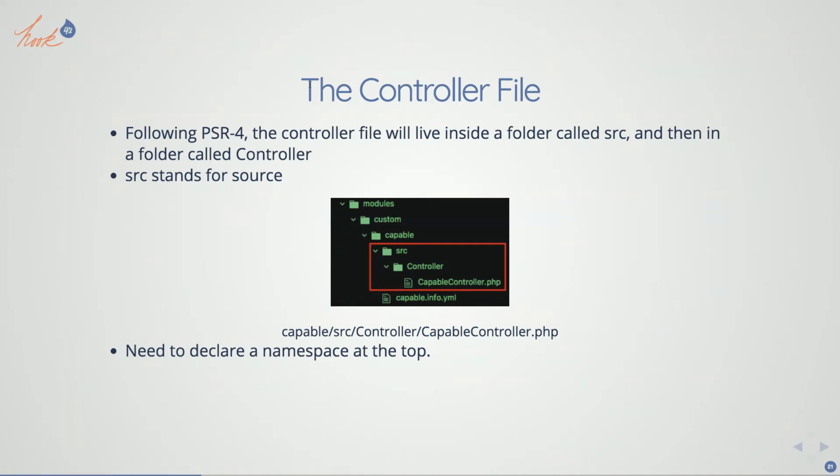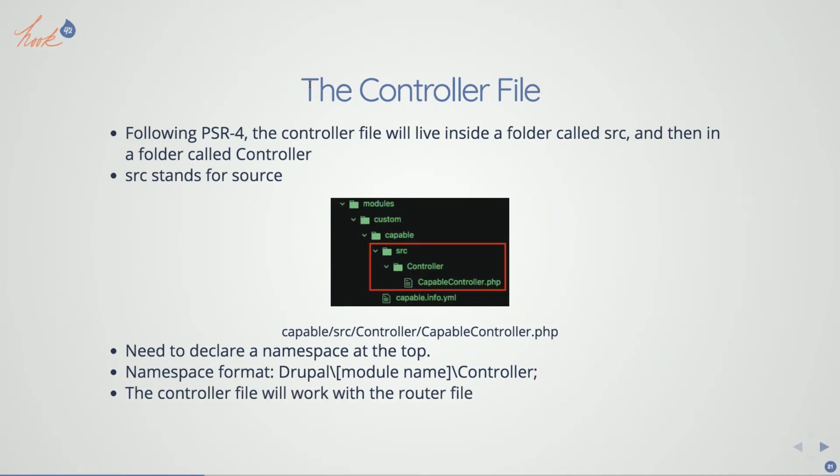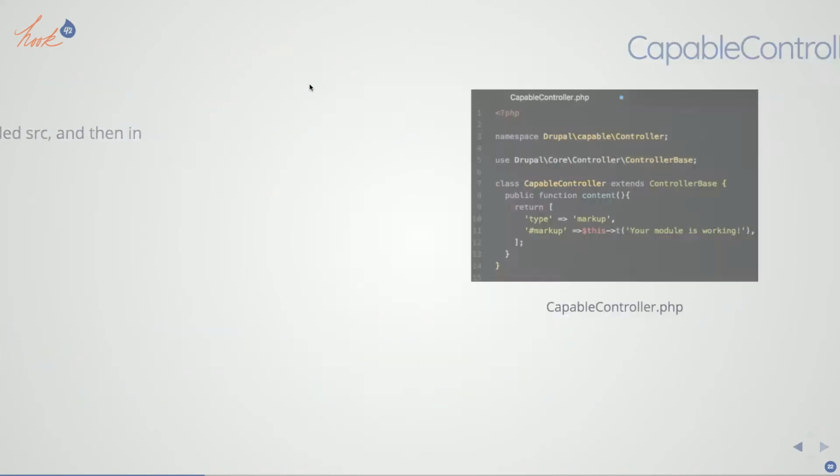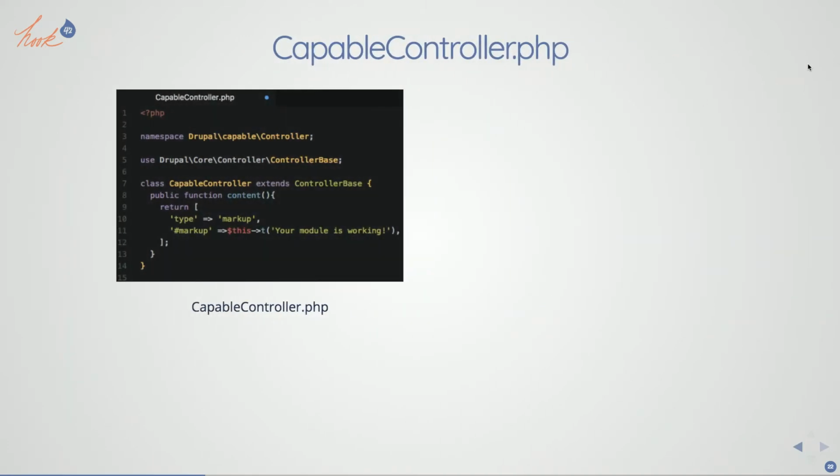You have to declare a namespace at the top of the file, and the namespace format looks like that. The controller file works very closely with the router file. Here's an example of our CapableController.php file. We have our namespace up here, just a simple line. We're leveraging the controller base, so we're going to extend that. Then we have this public function called content, which just returns some markup saying your module's working.